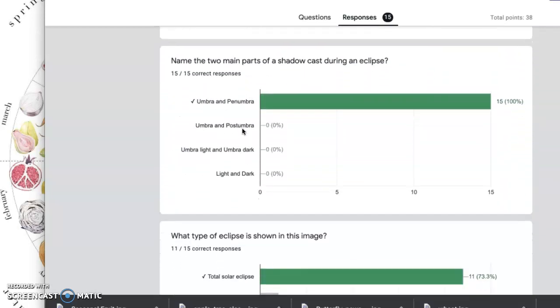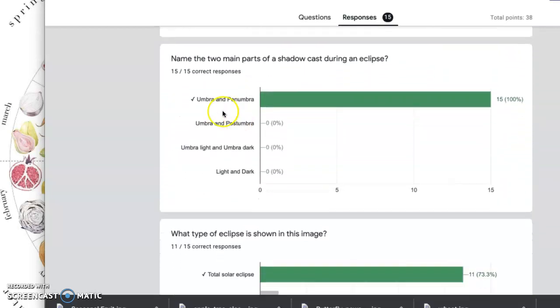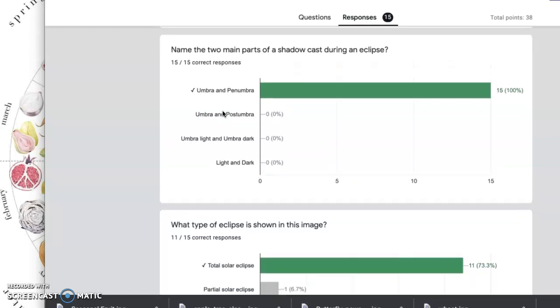Okay, all of you guys got this part correct. The two main parts of a shadow cast during an eclipse are the umbra and the penumbra. So good job on that.